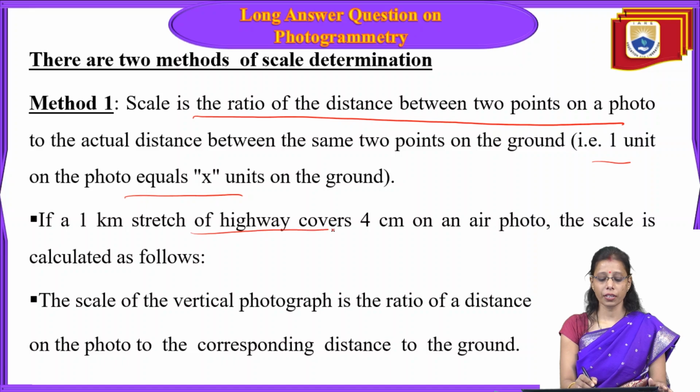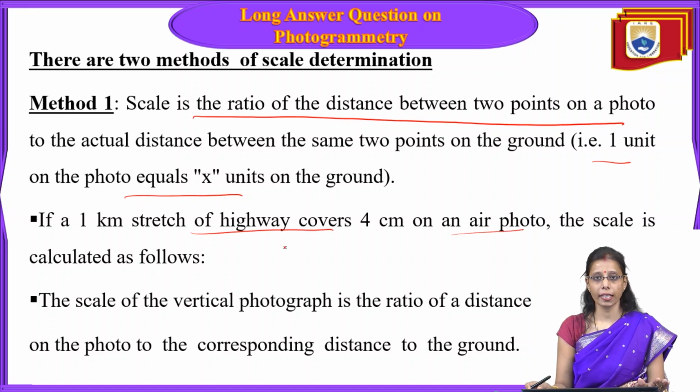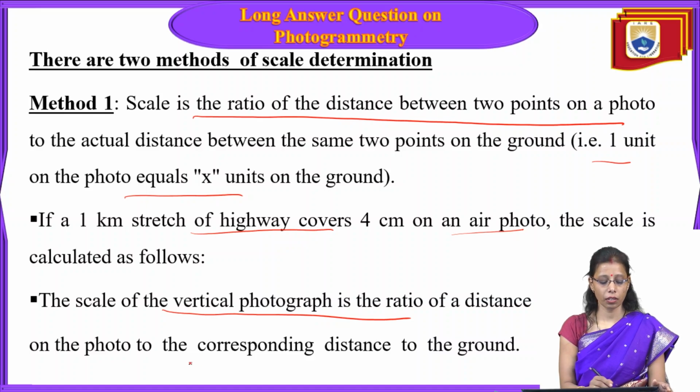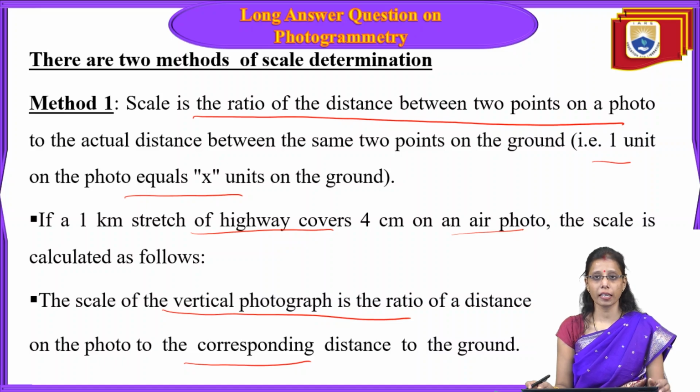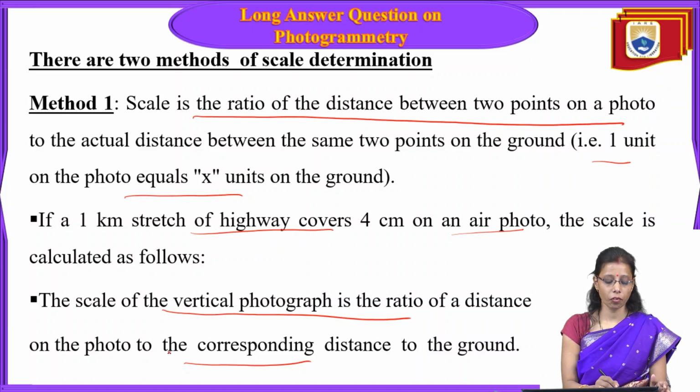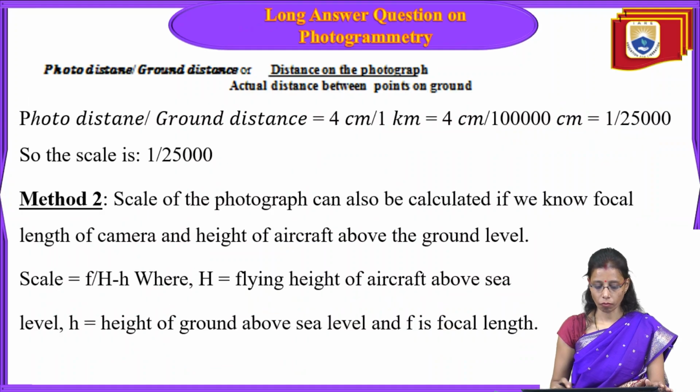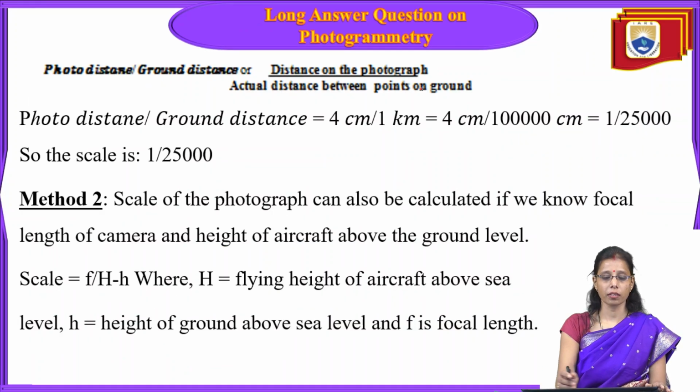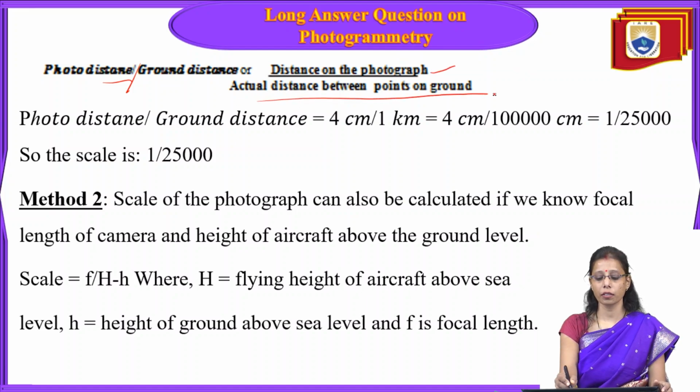So if a 1 kilometer stretch of highway covers 4 centimeters on an air photo, the scale is calculated as follows. The scale of a vertical photograph is the ratio of a distance on the photo and the corresponding distance on the ground. So scale is photo distance by ground distance, or the distance on the photograph by the actual distance on the ground.